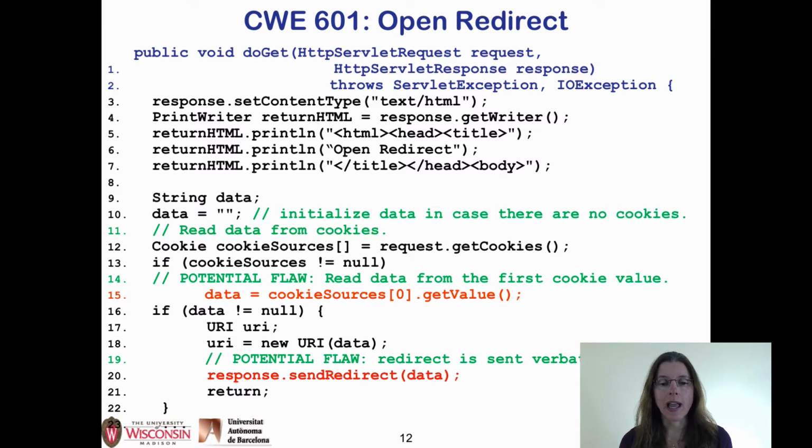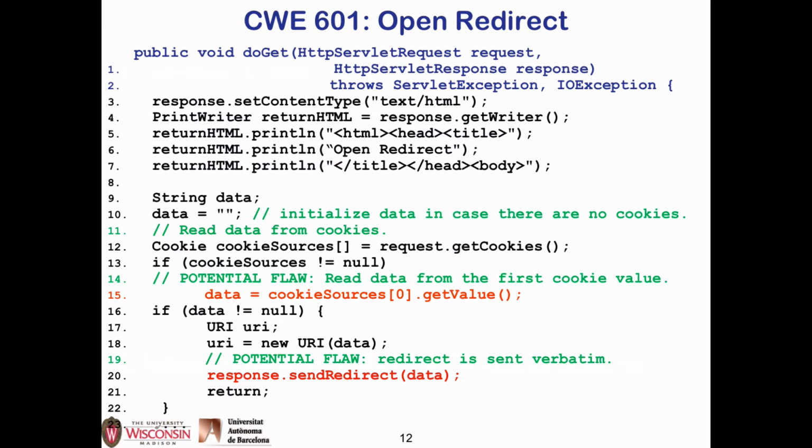In this code, we have a servlet, and we are interested in the lines in red. Basically, in line 15, we get the value of the first cookie, which is not to be trusted since it came from the client. And in line 20, we use that value as the argument to an open redirect. We don't see it here, but right after this code, we have a similar sequence of code with the vulnerability fixed, as I'll explain shortly.